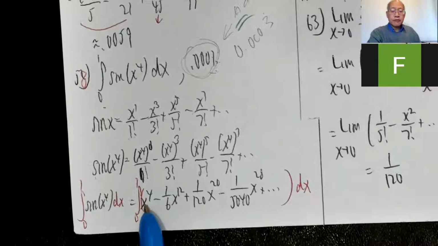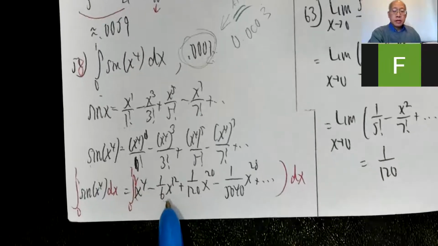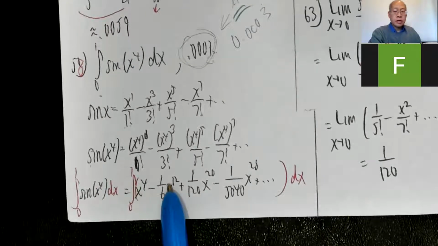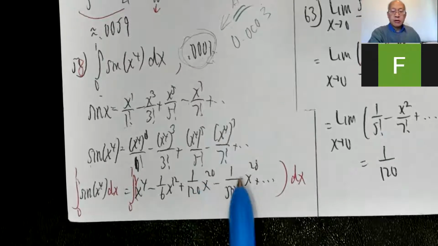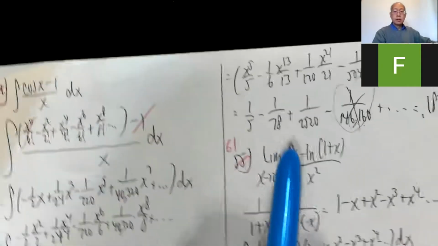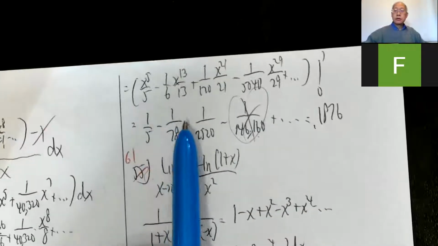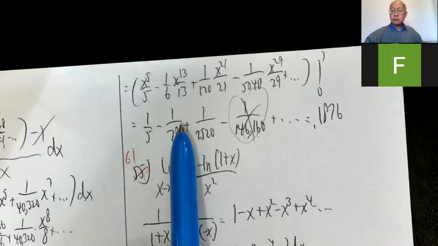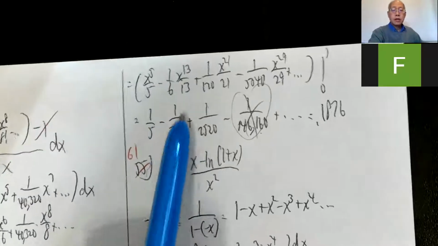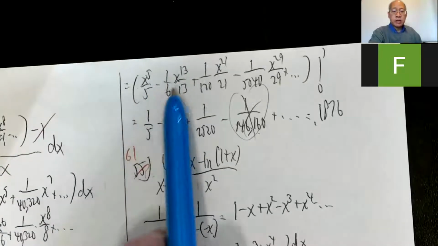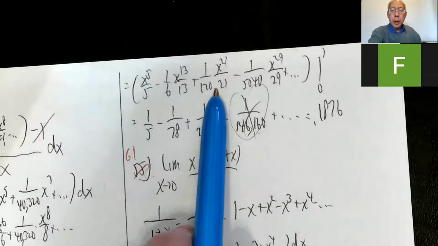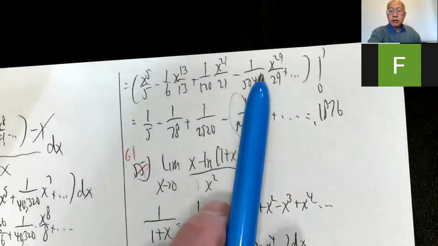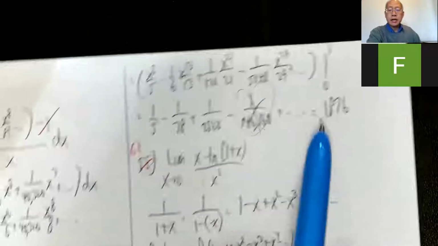Okay, this is x to the fifth over 5. This is 1/6 x to the 13 over 13, 1 over 120 x to the 21 over 21, and so on. 1 over 5040 x to the 29 over 29. So there it is: x to the fifth over 5 minus 1/6 x to the 13 over 13 plus 1 over 120 x to the 21 over 21 minus 1 over 5040 x to the 29 over 29 plus dot, dot, dot.